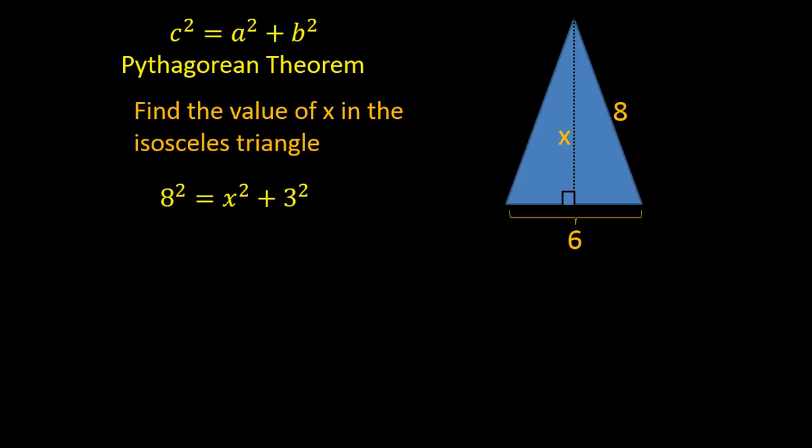So we know that 8 squared equals x squared plus 3 squared. That means 64 is x squared plus 9. Now remember, we're solving for x, so we're going to subtract 9 from both sides and then take the square root of both sides. So x, the height of this isosceles triangle, is the square root of 55 units.